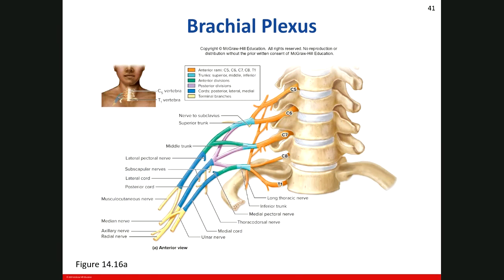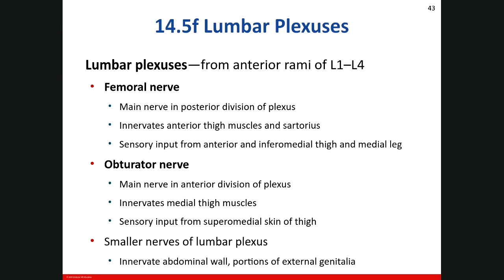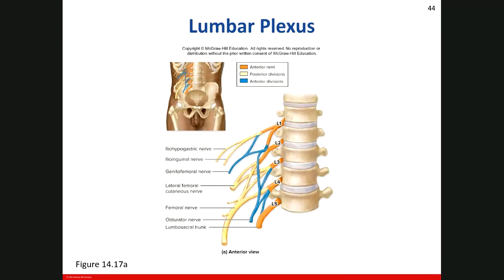The other plexus which we have in our body is called the lumbar plexus. This is the anterior rami of L1 to L4, and two important nerves come out of it. One of them is the femoral nerve, which can innervate the anterior thigh muscles, and the other one is called the obturator nerve, which can innervate the medial thigh muscles. And in this picture, you can see the lumbar plexus, L1 to L4 here, and the obturator nerve and femoral nerve come out of this plexus.